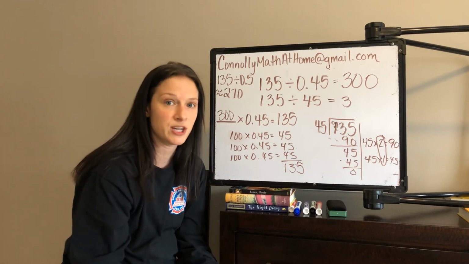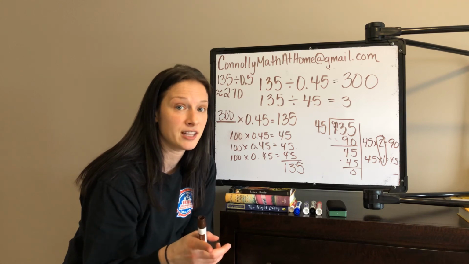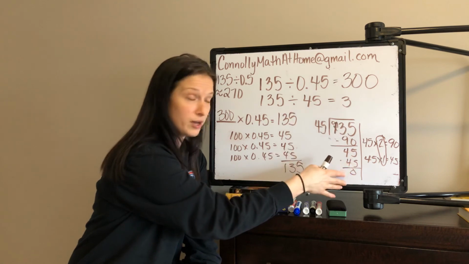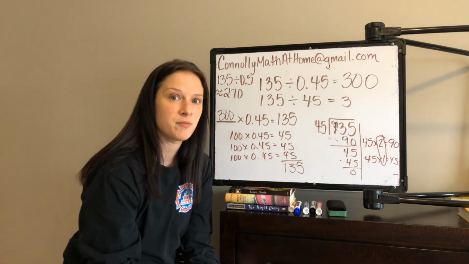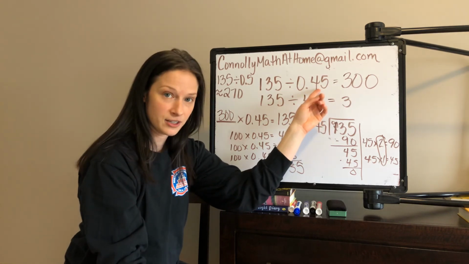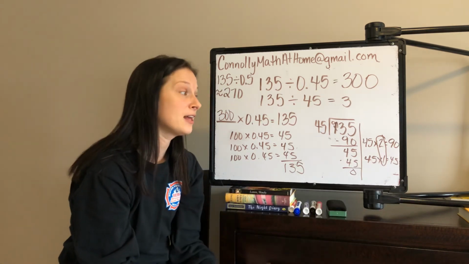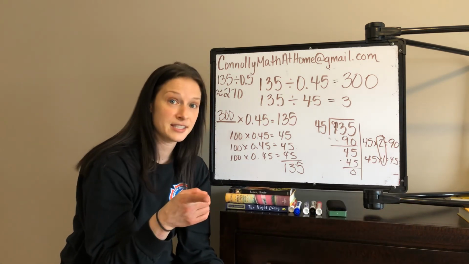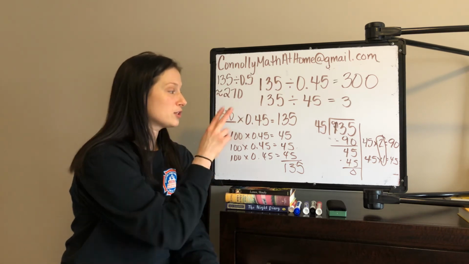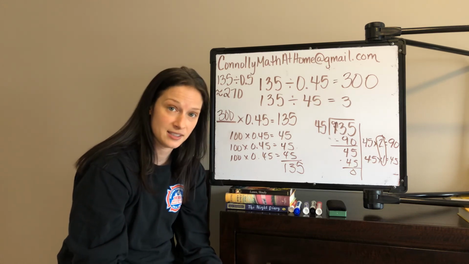So in all of these situations, here's what happened. We treated everything like it was a whole number. We divided 135 divided by 45 as if they were whole numbers. Then, from there, we thought about how much smaller our divisor is, and that's how much larger our quotient has to get. Okay? We also used an estimate to make sure that our answer made sense. We also checked with multiplication to make sure that our answer made sense.